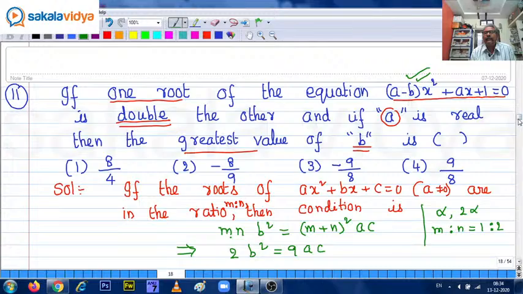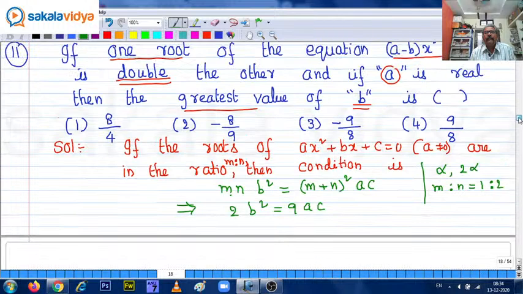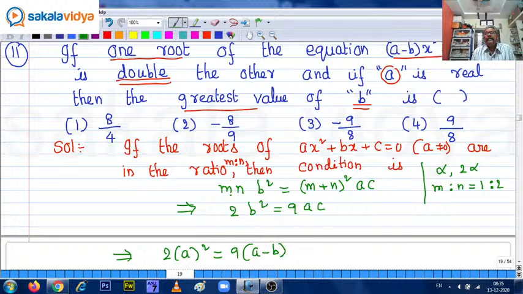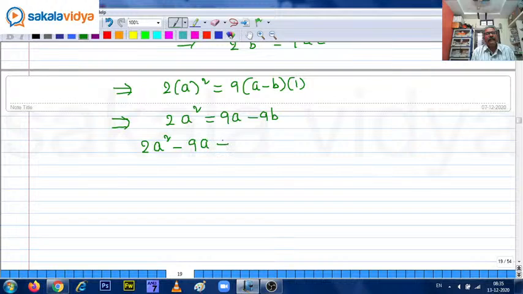So let us substitute now. So we get 2 times b square, which here is a square, equal to 9 times a, the x square coefficient, a minus b, and c means 1. So now we get 2a square equals 9a minus 9b. Bring this to one side: 2a square minus 9a plus 9b equals 0.